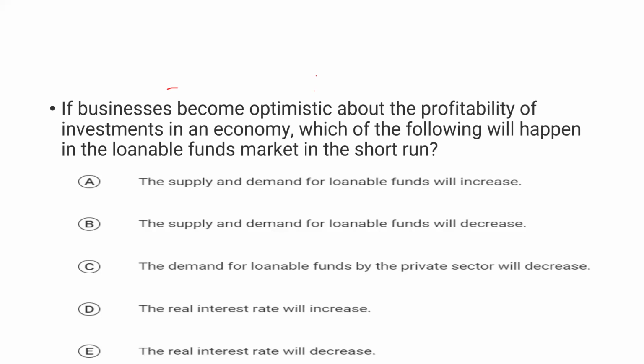Okay, let's take a minute. If business becomes optimistic about the profitability of investments in an economy, which of the following will happen in the loanable funds market in the short run? Okay, I see investment. I see loanable funds. I know, because we talked about earlier, that a shifter of demand is government spending, investments, and borrowing. So demand is going to shift right, demand shifts right, the real interest rate will increase.